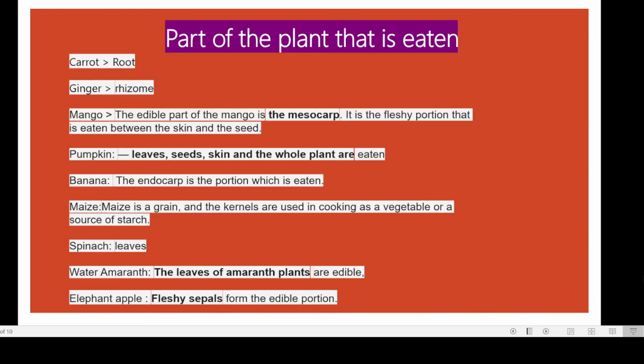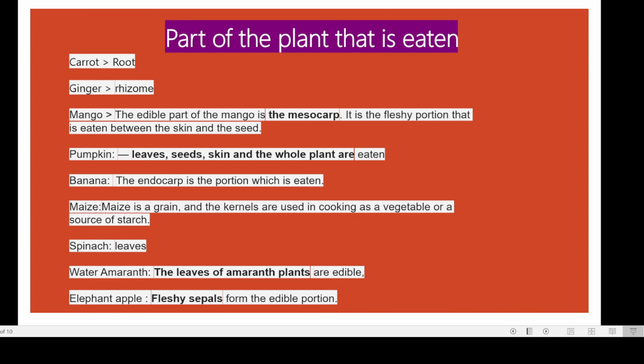Now let us see which parts of the plant are eaten. For example, in the case of carrot, the root is eaten. In ginger, the rhizome is consumed. In the case of mango, the edible part is the mesocarp, the fleshy portion present between the skin and the seed. For pumpkin, the whole plant is eaten. Leaves are eaten, seeds are eaten, skin is eaten. So we can say that the whole plant is eaten.